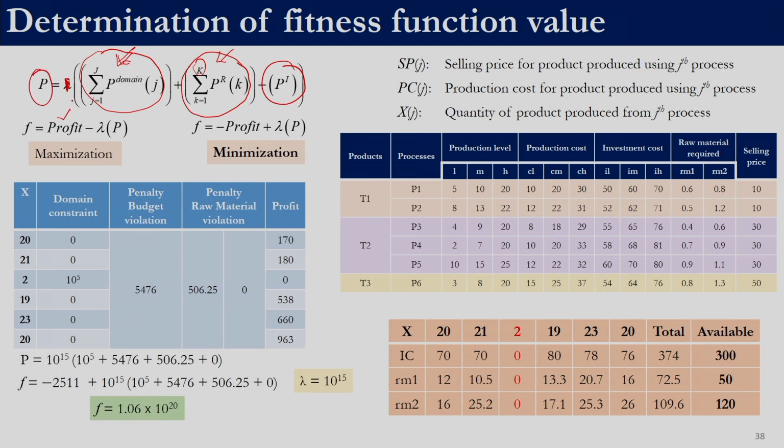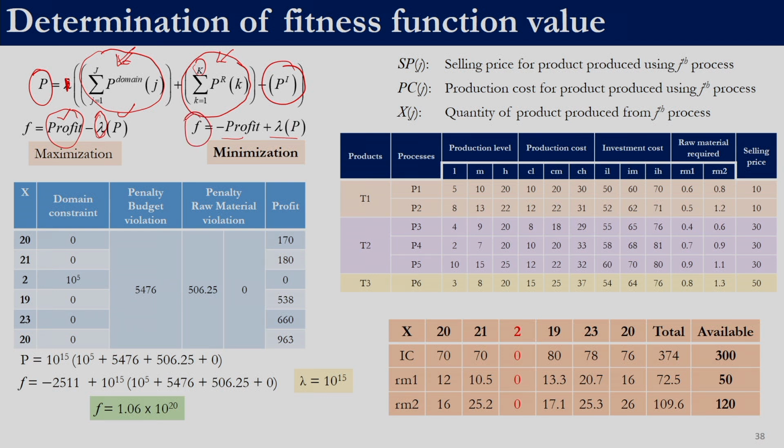So, we know how to calculate profit, and we know how to calculate penalties. This lambda is the penalty factor that we had discussed previously. This is for a maximization problem: if we were to solve a maximization problem, then our fitness function would be profit minus lambda into penalty. But since all the metaheuristic techniques which we discussed and coded were for minimization problems, we need to multiply the fitness function by minus. So this profit becomes minus profit, and this minus lambda p becomes plus lambda p. This is the fitness function value.